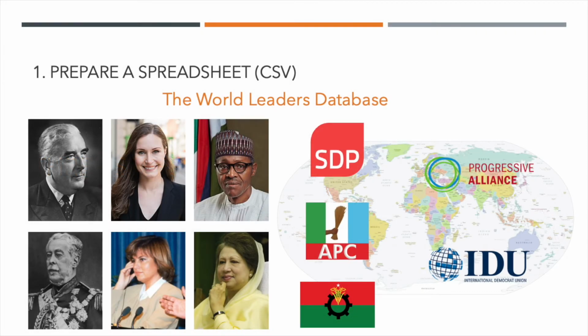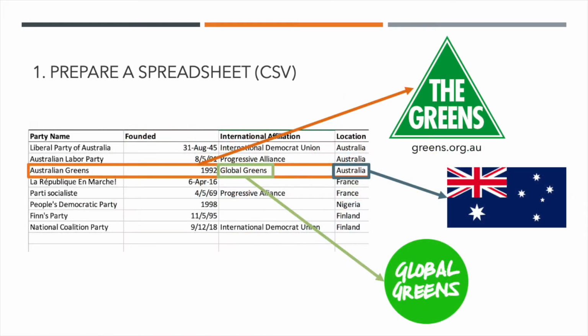For this tutorial, we'll use the World Leaders database as an example. This database contains information about political leaders, the countries they rule, the parties that they are members of, and also the political internationals to which those political parties belong. We're going to use this spreadsheet as the example.